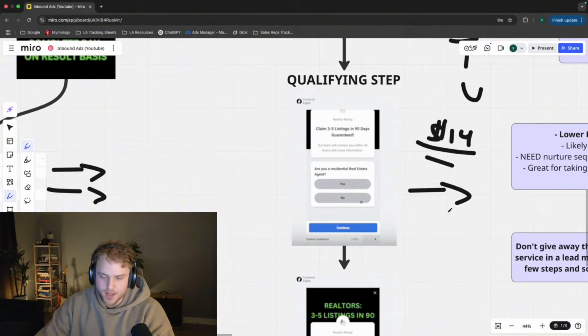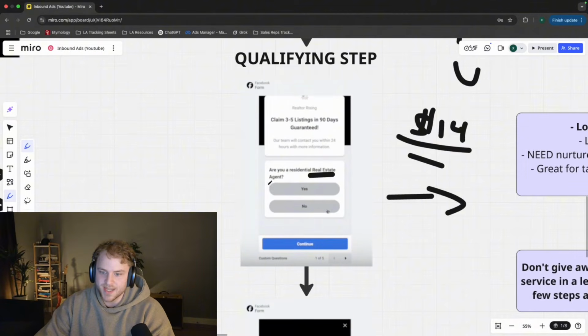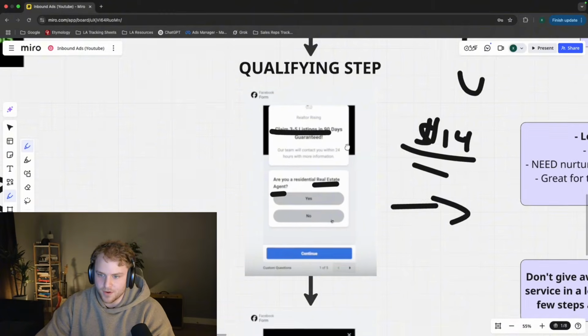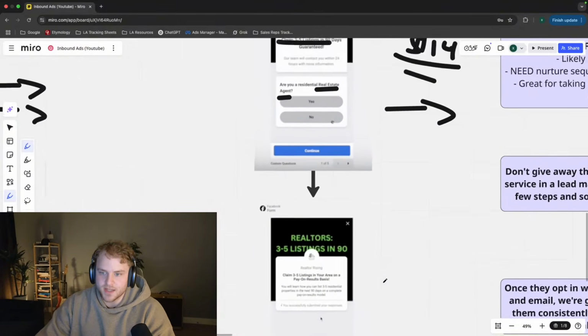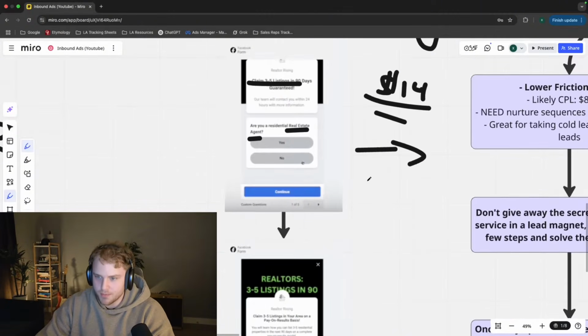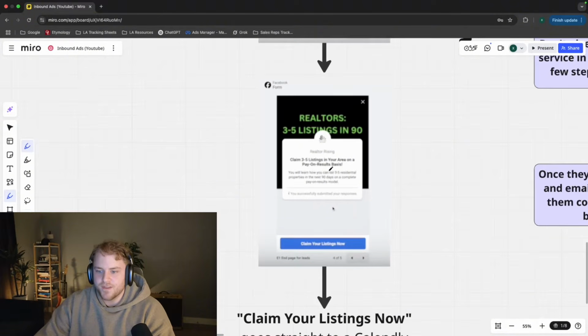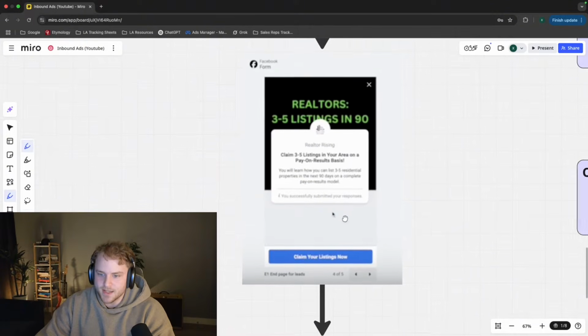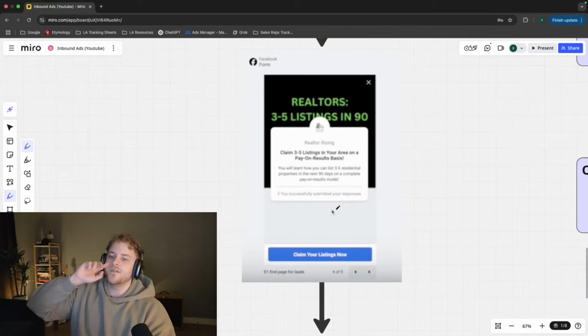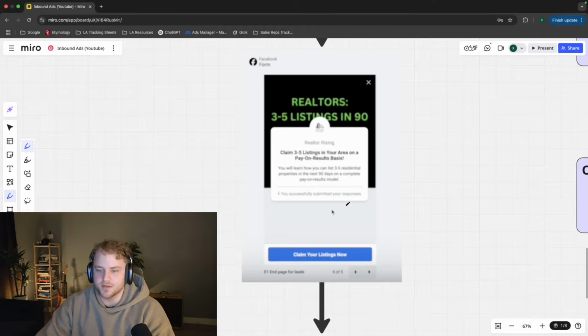In terms of qualifying the leads that I got in, I would do a qualifying question of whatever the niche is. So in my example, I'm doing real estate agents right here with my offer again. And then after they submit their information, like the phone number, the email, and their name, they go to claim 3 to 5 listings in your area on a paid results basis. You will learn how you can list 3 to 5 residential properties next 90 days in a complete paid results model.